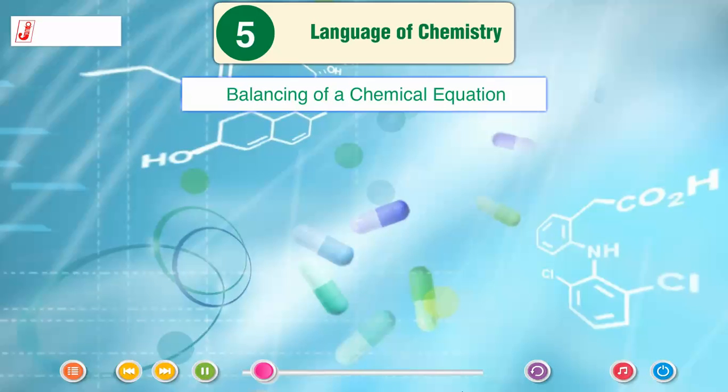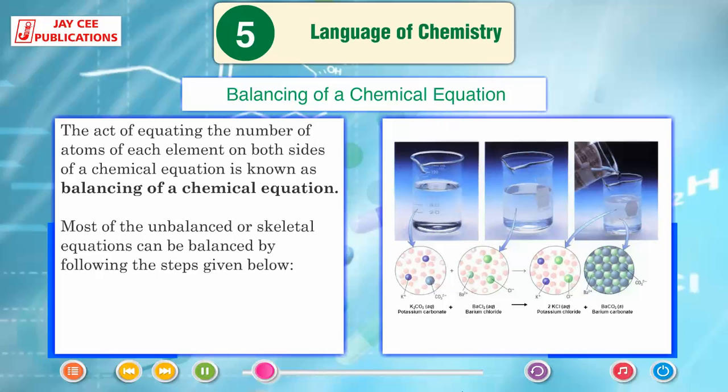Balancing of a chemical equation. The act of equating the number of atoms of each element on both sides of a chemical equation is known as balancing of a chemical equation. Most of the unbalanced or skeletal equations can be balanced by following the steps given below.